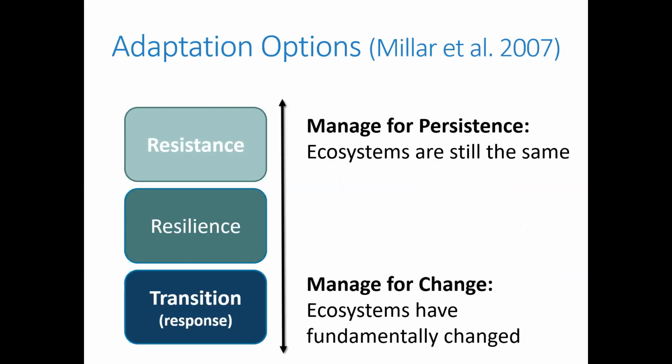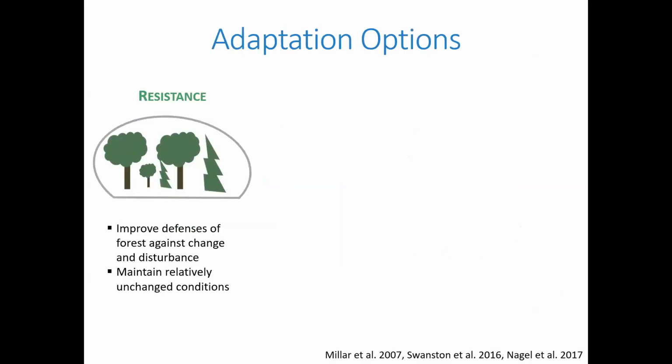And so here, when we think about these broad adaptation options, I like to think of them as just managing either for persistence and trying to keep your ecosystem the same, or managing for change and really thinking about different levels of disturbance and whether the system can recover from that. In a little more detail, resistance are those actions that improve the defenses of the forest against change and disturbance.